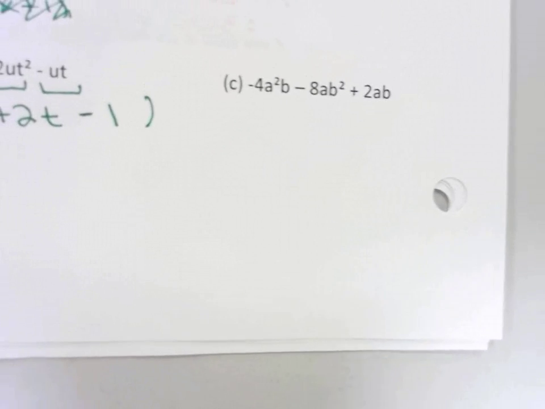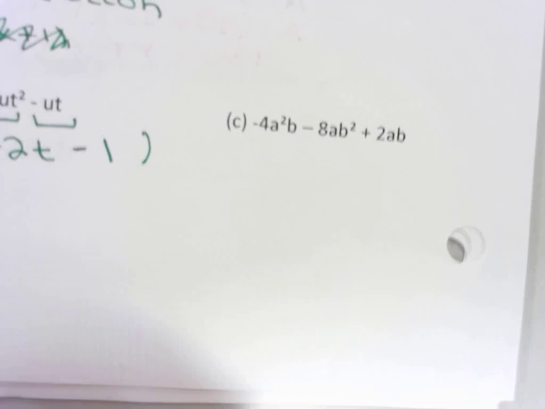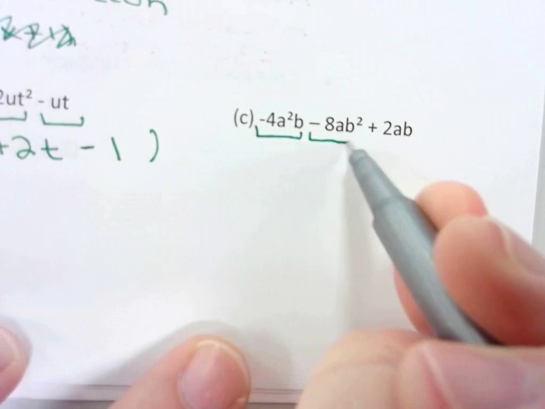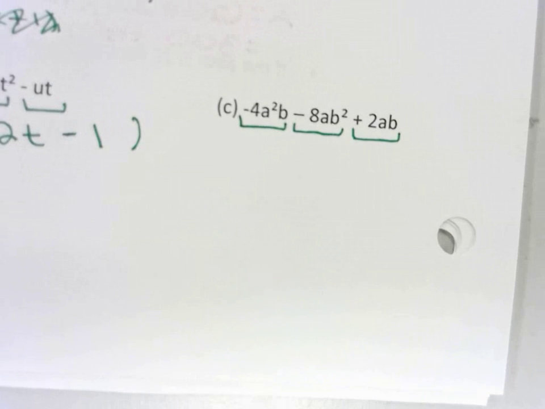Last one, part C. Negative 4a squared b minus 8ab squared plus 2ab. So if it helps you to mark off your three terms, those are the three terms I'm looking at. Whenever you're factoring, you always try to look for the GCF first.